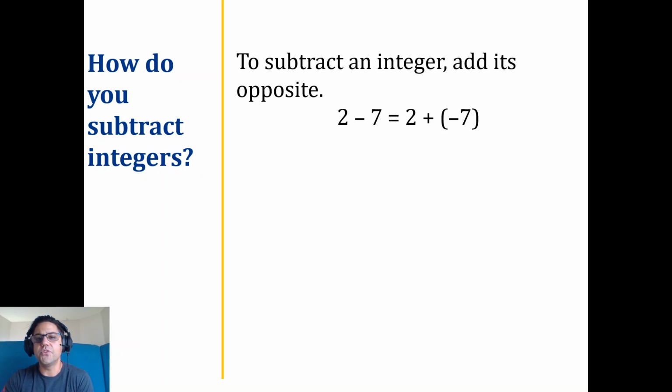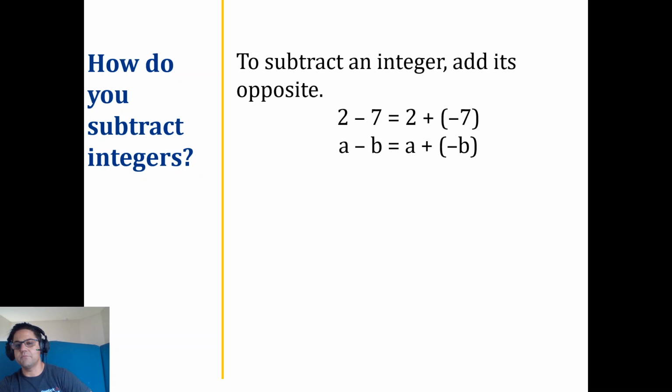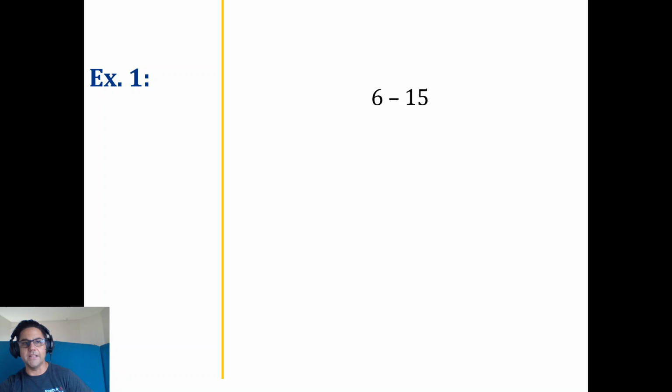Now, a lot of students don't stress about the parentheses, and I don't worry about that too much. You're just really going to do adding the opposite. So plus negative 7. This is the generic format. If you have A subtract B, remember the first integer stays the same. You change the subtraction to addition, and the second integer becomes the opposite. All right, so let's just try a few, and then we'll have a few more examples, and we'll be ready to go. So it says, example 1, 6 subtract 15.